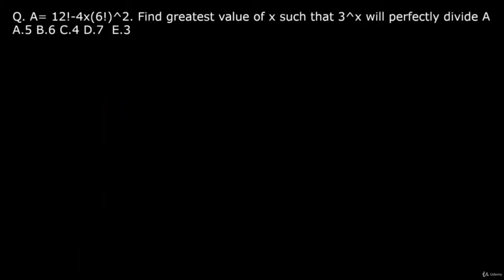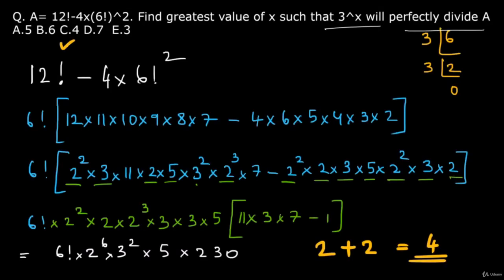Let's read the next question. A is equal to 12 factorial minus 4 into 6 factorial to the power 2. Find the greatest value of x such that 3 to the power x will perfectly divide A. Alright, what's the answer to this question? The correct answer is option C, that is 4. That is 3 to the power 4 will perfectly divide A. Alright, let's see why that is.